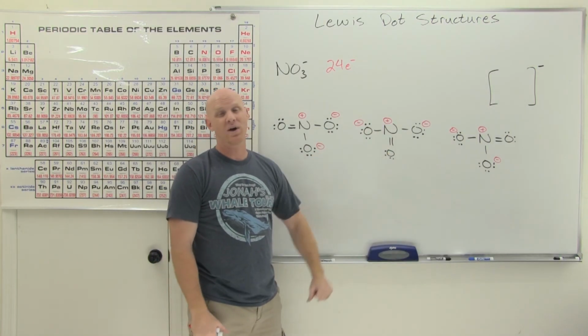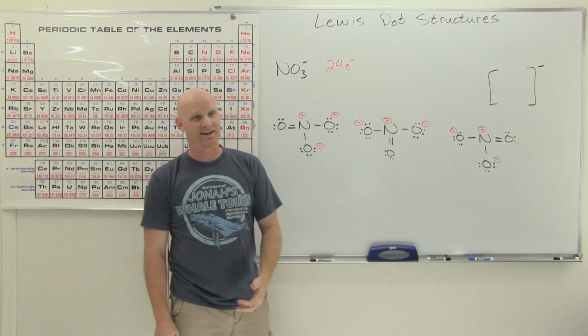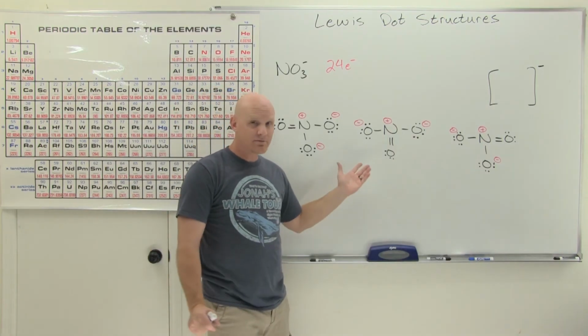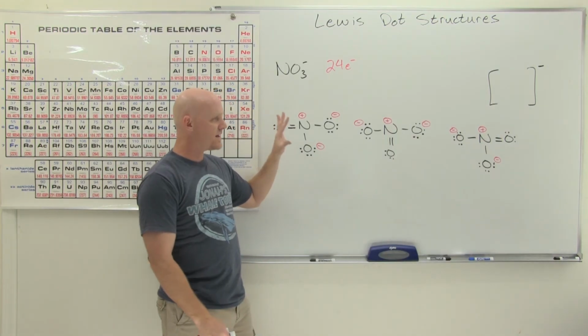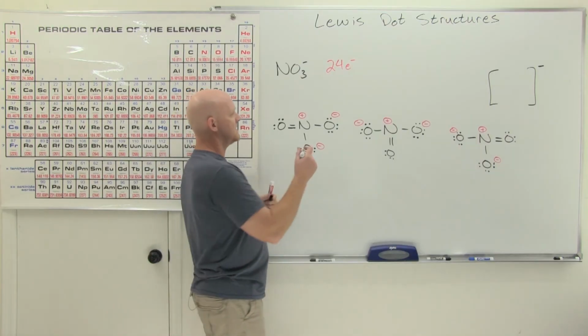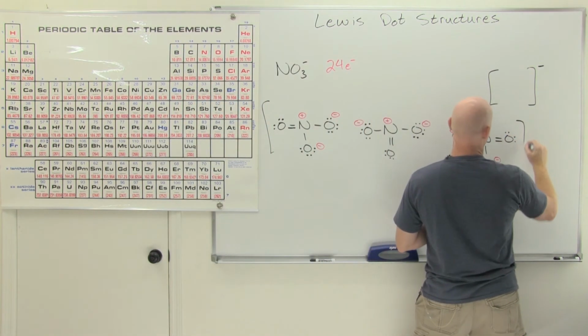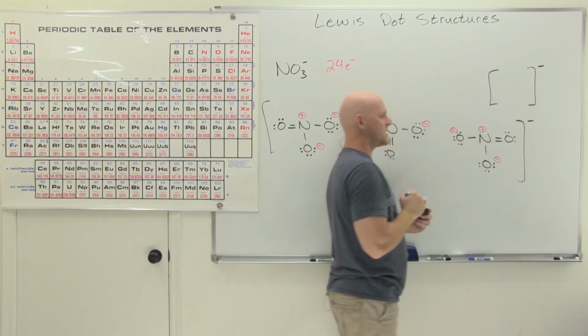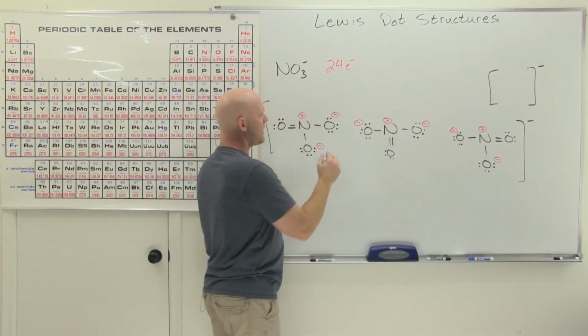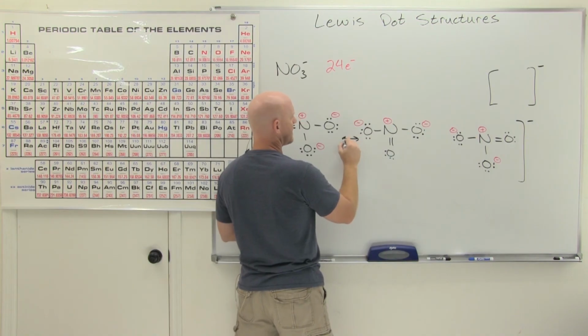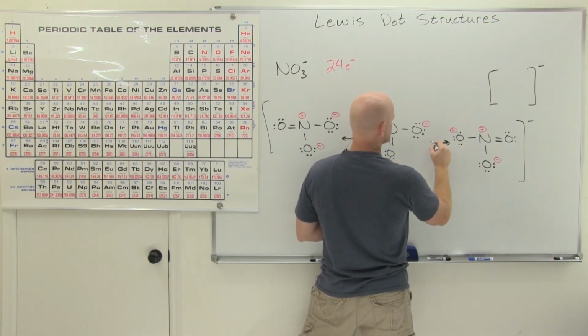And when that's the case, you actually have to draw all 3. So unfortunately, you can't just say one's best. So you've got to draw all 3. And when you've got these multiple equivalent resonance structures, you've got to do 2 things. Once again, we put them all in a big set of brackets, and if it's got a charge, you add that up in the upper right-hand corner. And then you also put a little double-headed arrow in between each of the structures.